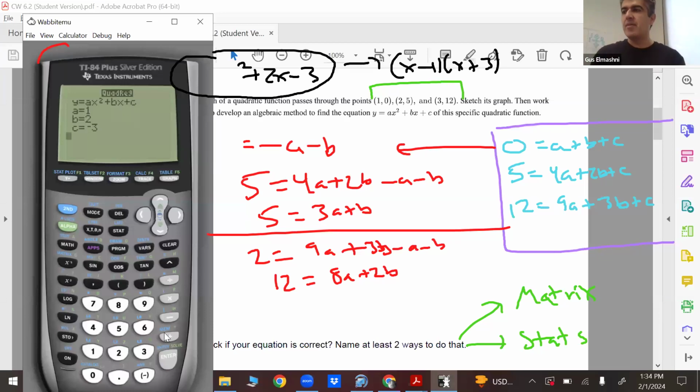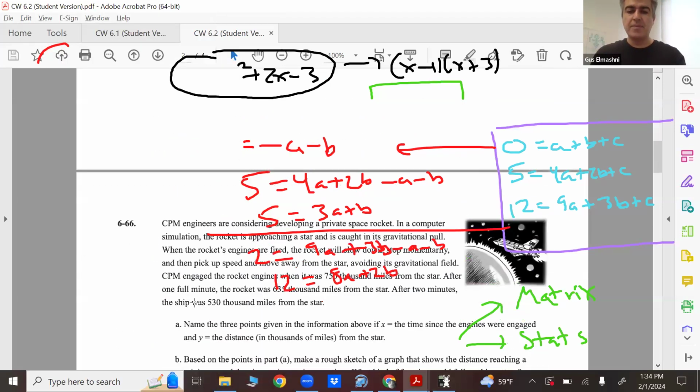So, hit stat again. Then hit the right key. Yeah, calc. Hit the right key, and then go and select option 5, quadratic. Is that quadratic for you? Hit enter, and then hit enter again. Go all the way down to calculate. Hit enter, and it should give the answer. Okay. So that's how you do it in the calculator, guys. This is a lifesaver.